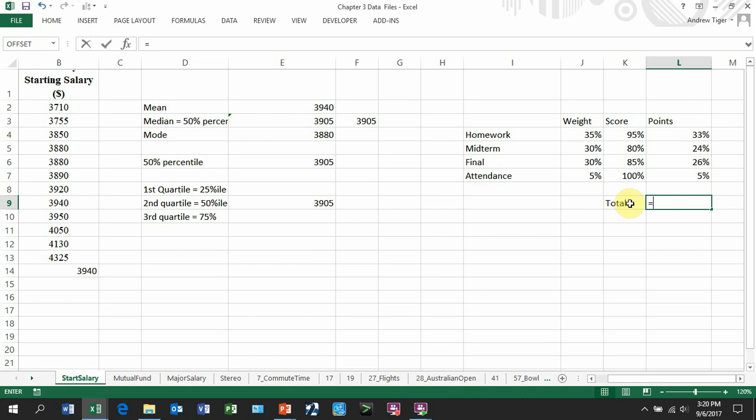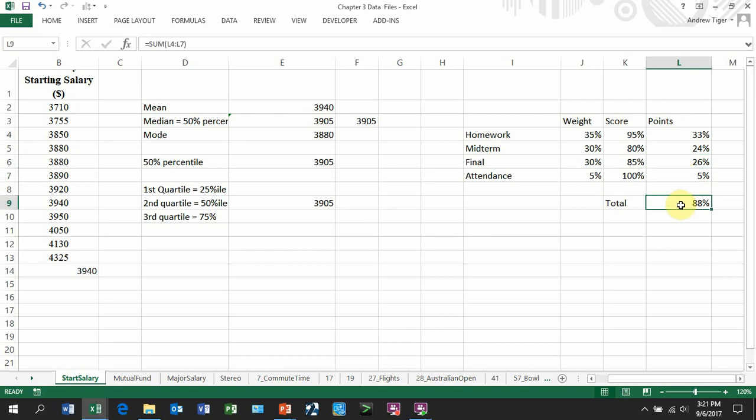Total, this is what I would make in the class. An 88. So I get 33 of the 35 points on the homework because I made a 95, so 33 of the 35 gives me this. I get 80% of this, so I get 24 points. I get 85% of this, and I get these.